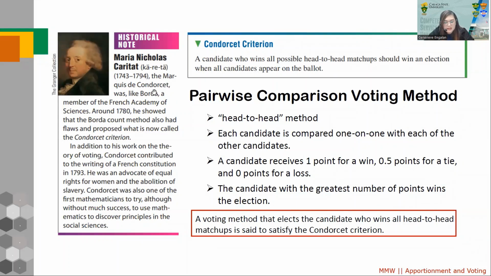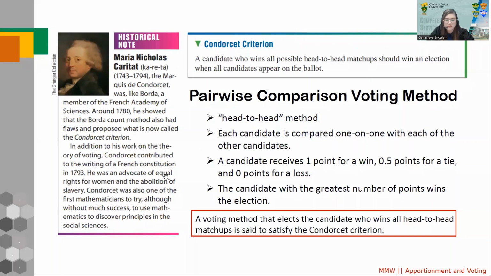Okay, the Marquis de Condorcet was like Borda. He is also a member of the French Academy of Sciences. Around 1780, he showed that the Borda count method has flaws and proposed what is now called the Condorcet criterion, a criterion for fair voting. In addition to his work on the theory of voting, Condorcet contributed to the writing of the French Constitution in 1793.